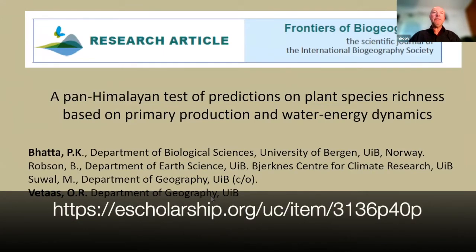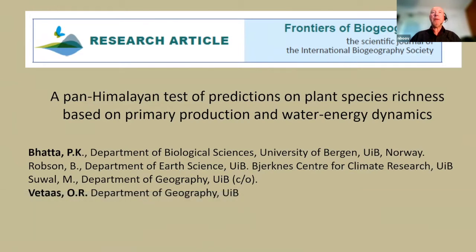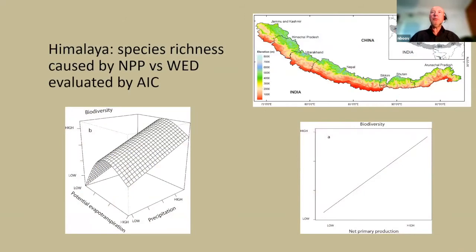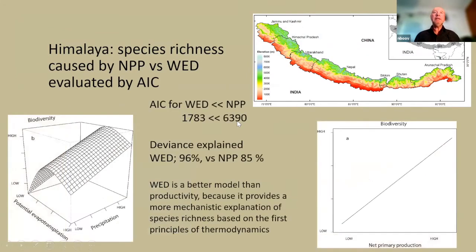Then there is my group, where Bhatta is the first author. The title is A Pan-Himalayan Test of Predictions on Plant Species Richness based on Primary Production and Water-Energy Dynamics. We aim to compare net primary production and water-energy dynamics. Which of them explains species richness best? This is also based on published floras, data from all over the Himalayas divided into 6 political sectors. We find that water-energy dynamics is very much better than net primary production, although they both explain a high percentage of the deviance. Anyhow, water-energy dynamics is a more mechanistic explanation of species richness based on the first principle of thermodynamics.